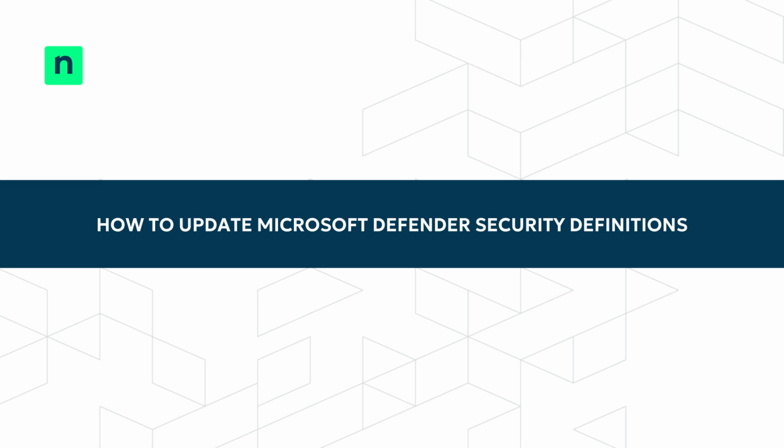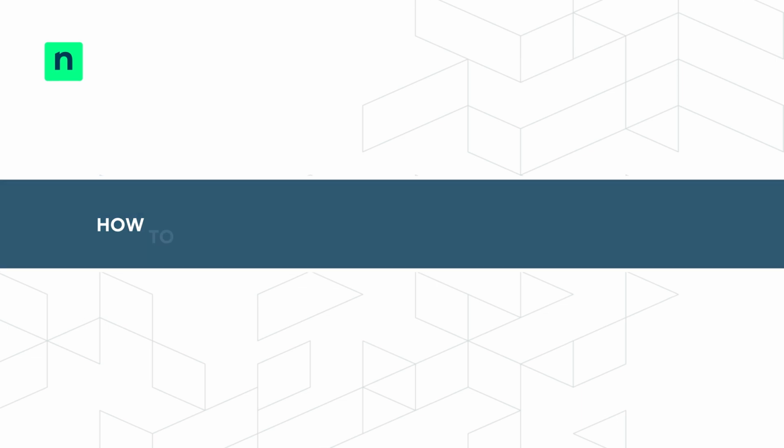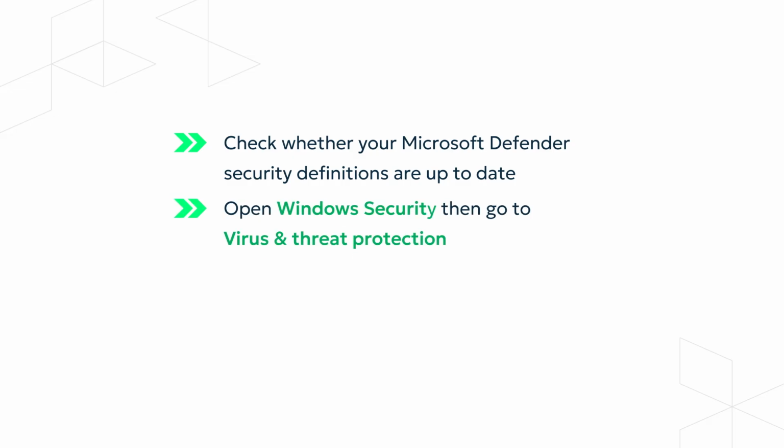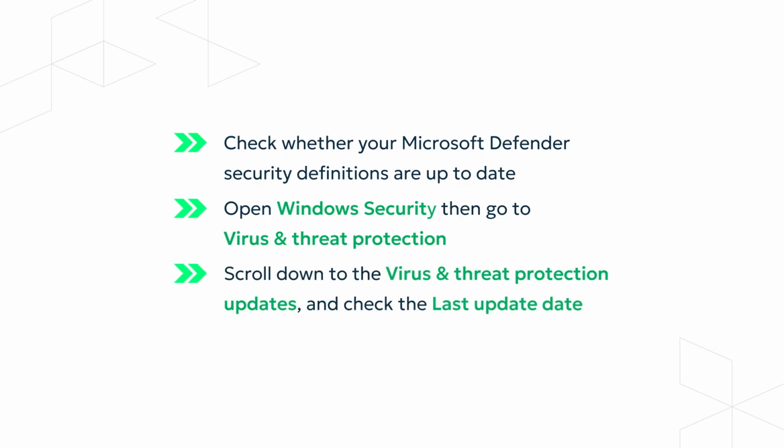How to update Microsoft Defender security definitions. Before starting any updates, you should first check whether your Microsoft Defender security definitions are up to date. To do so, open Windows Security, then go to Virus and Threat Protection. Scroll down to the Virus and Threat Protection updates and check the last update date.